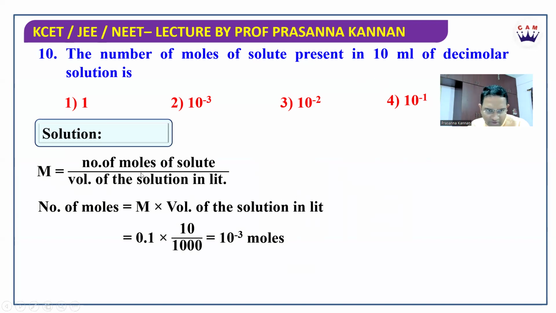So number of moles of solute is nothing but molarity multiplied by the volume in liters. So molarity is 0.1 into volume is 10 ml, so that's nothing but 10 divided by 1000. So the 10 gets cancelled. This is 10 power minus 2. This 1 by 10 is 10 power minus 1. So you get 10 power minus 3. Very good.